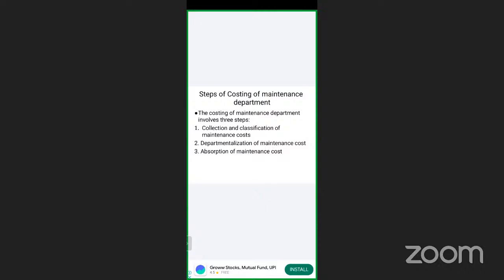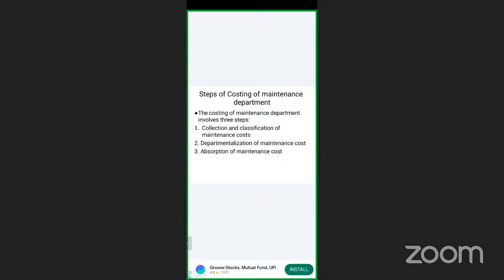If you take our college, ours is an educational institution, we have 14 different departments. We have sciences, social sciences, commerce, management. Now suppose there is only one single maintenance department. That maintenance department is incurring cost because of all the different departments. So departmentalization of maintenance cost means we have to divide this total maintenance cost. Suppose 10,000 is the total maintenance cost for a month.